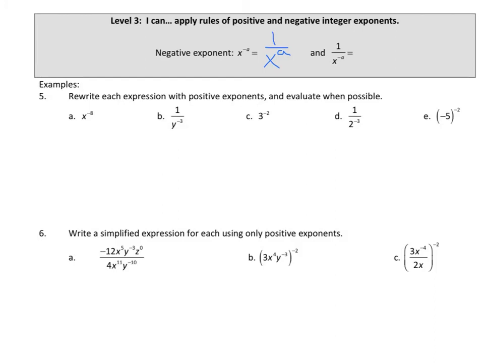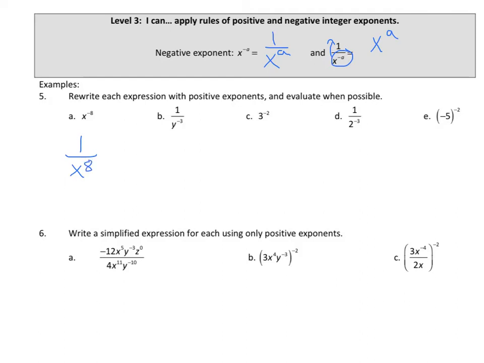And when you have a negative exponent in the bottom of a fraction, you move it up to the top, and then it becomes a positive exponent. So I move x to the negative a up to the top and make it x to the positive a. Now I could write this over 1, but I don't need to, so that's what you get. So for example, in 5a, x to the negative 8, I move it down to the bottom and write it as 1 over x to the positive 8.